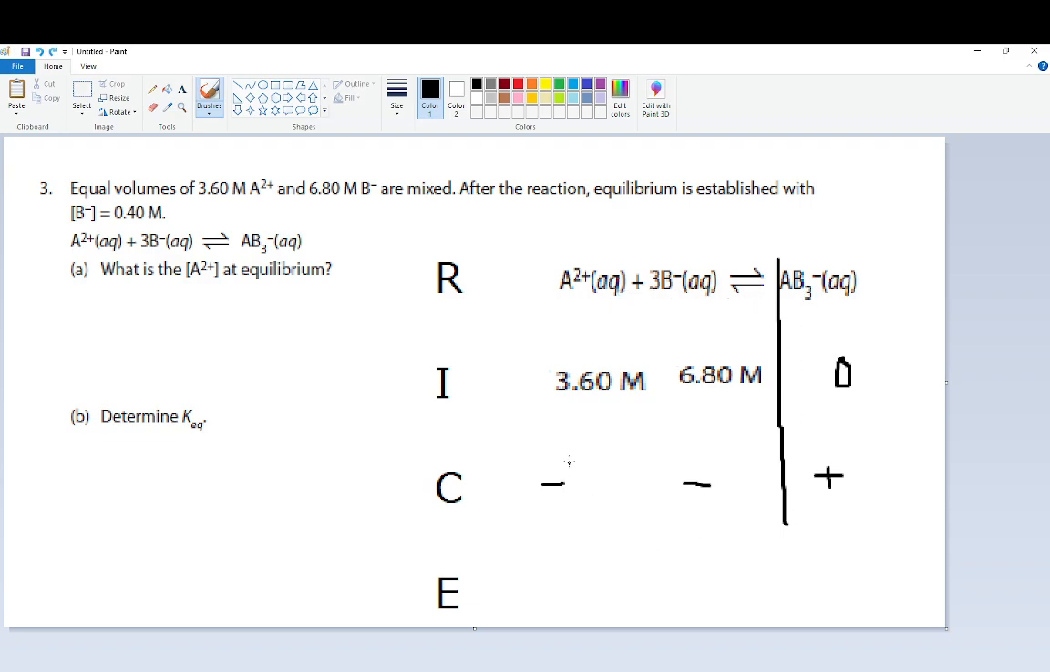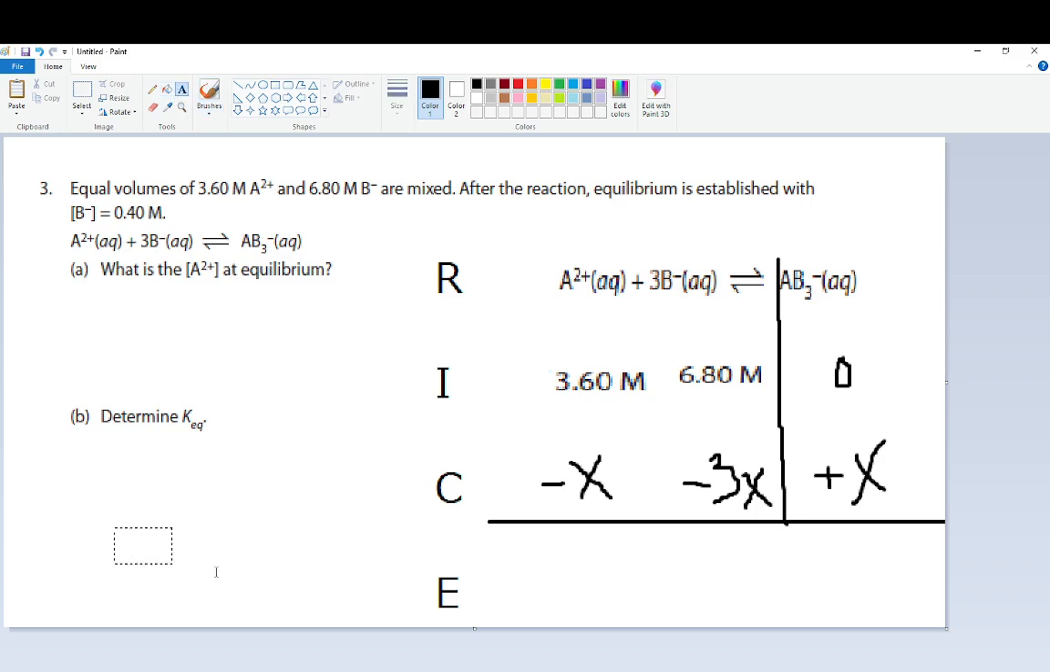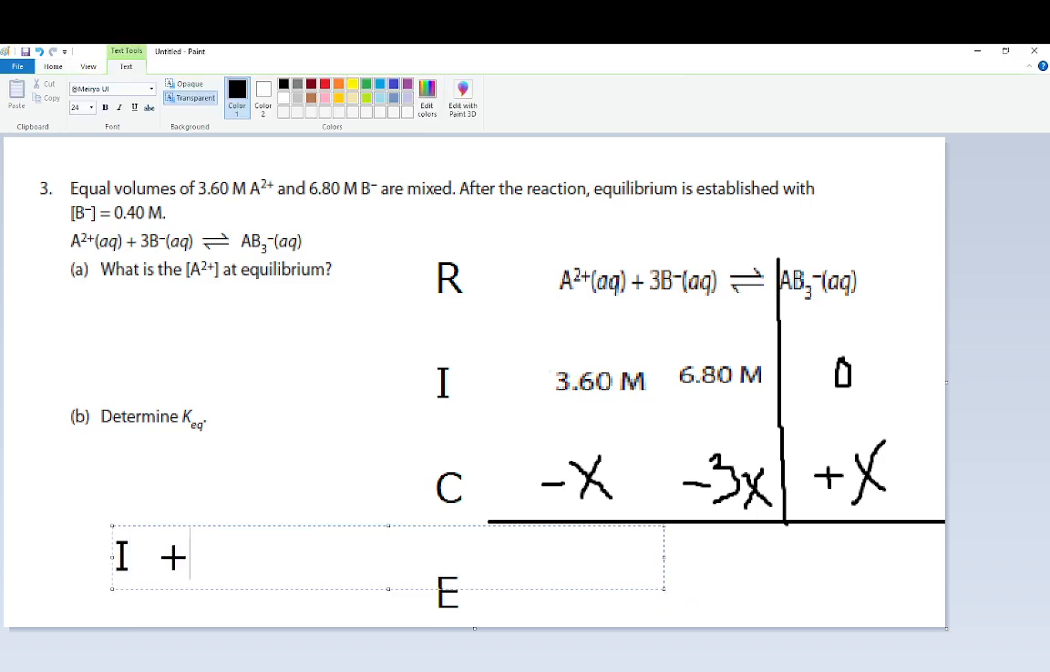So what we say is this is going down by X amount. This is going down by 3x amount. It's going down by 3 times as much as this amount is. And this one's going up by X amount. So essentially it takes 3 times this amount to make one of these. So then we do the E line. The E line is always this formula. Initial plus change is equal to E.